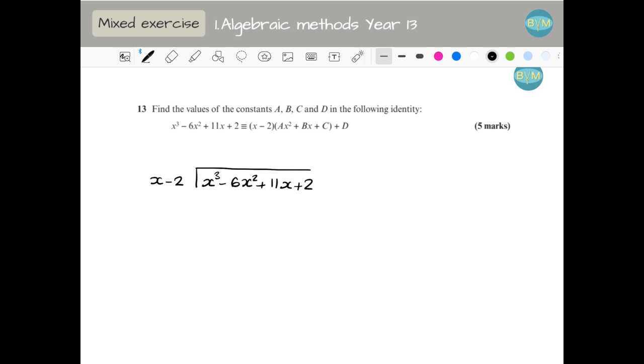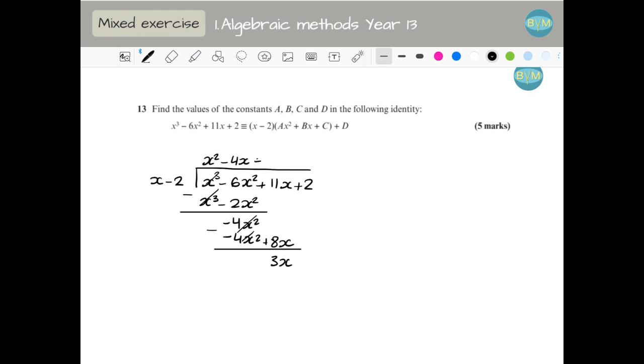So x cubed divided by x squared. Multiply, so x cubed minus 2x squared, and subtract. So these two are gone, and minus 6 minus minus 2 is minus 4x squared. Divide again, so minus 4x squared divided by x is minus 4x. Multiply by both, so minus 4x squared minus, positive 8x. Subtract. These two are gone, and 11 minus 8 is positive 3x.